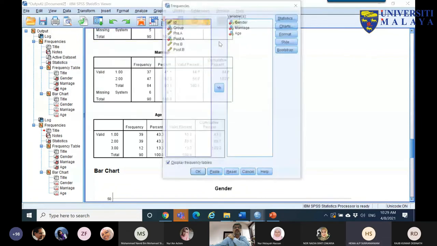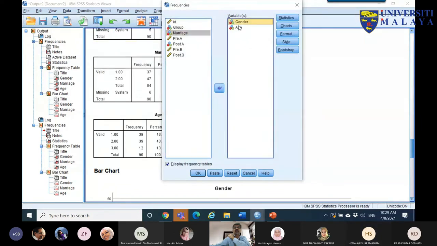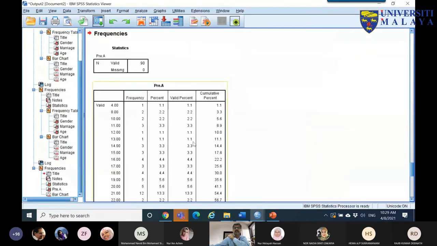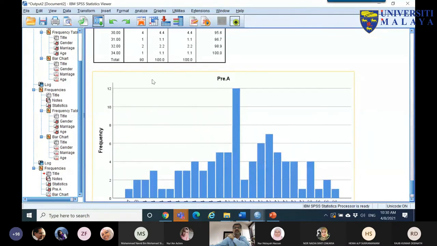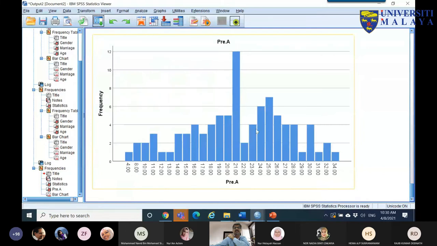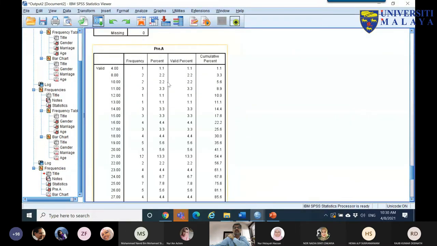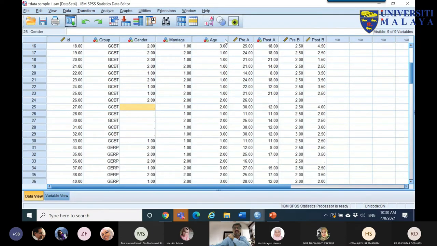So the frequency analysis is usually done for categorical data. Suppose I want to do the frequency analysis for continuous data, then the table will be too long, correct? And it's difficult to interpret these results, even the charts. So what is the alternative? If you want to present the frequency table for a continuous or interval variable, what do we need to do? It's better to categorize it, right?